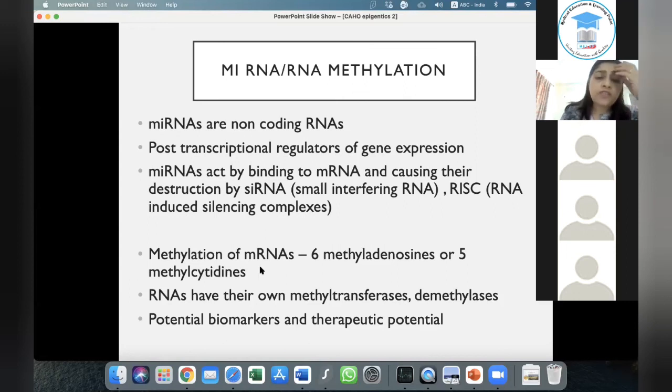Now, methylation of messenger RNA is also known, and it forms 6-methyladenosine or 5-methylcytidine. RNAs have their own methyl transferases and demethylases, and miRNAs are now being looked at as a very, very potential biomarker, and they have a lot of therapeutic potential in many, many diseases.